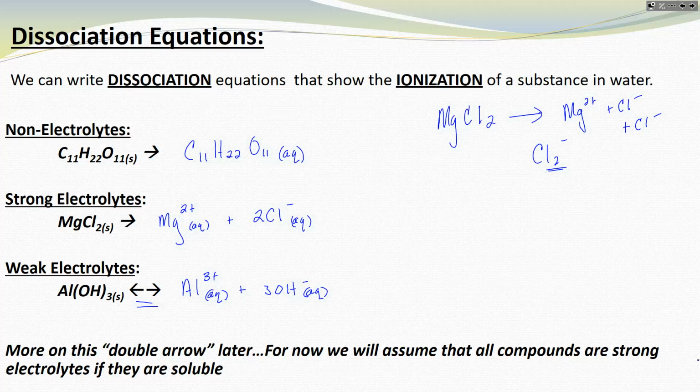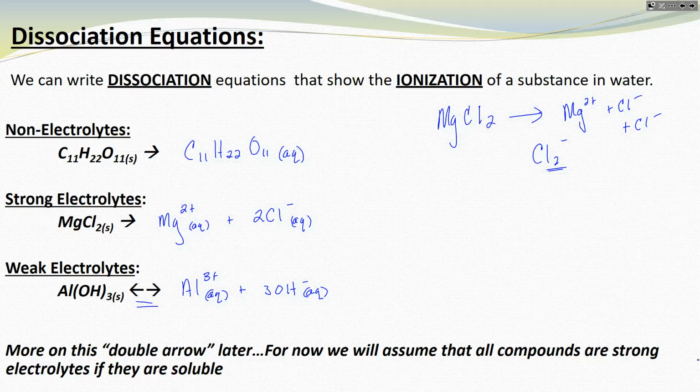So we're getting aluminum ions and hydroxide ions, but we have this double arrow to indicate that it's not just completely dissociating, it's actually kind of resting somewhere in between. It's forming an equilibrium that we will get to later on down the road. So more on that double arrow later.